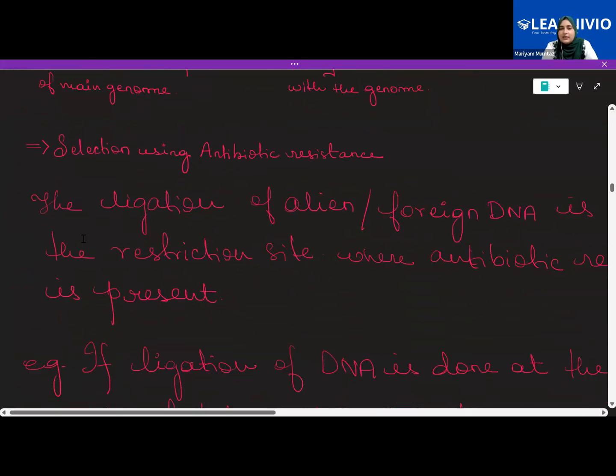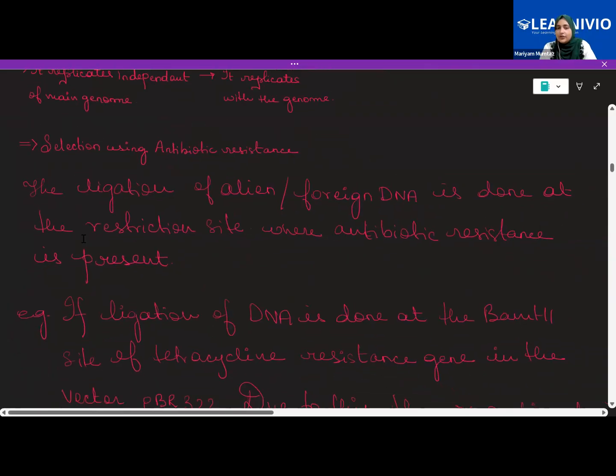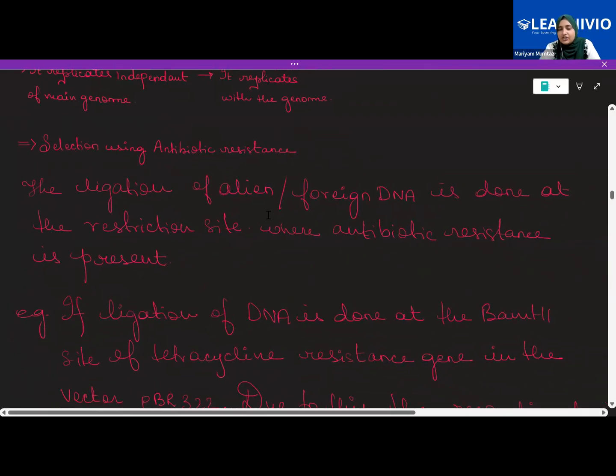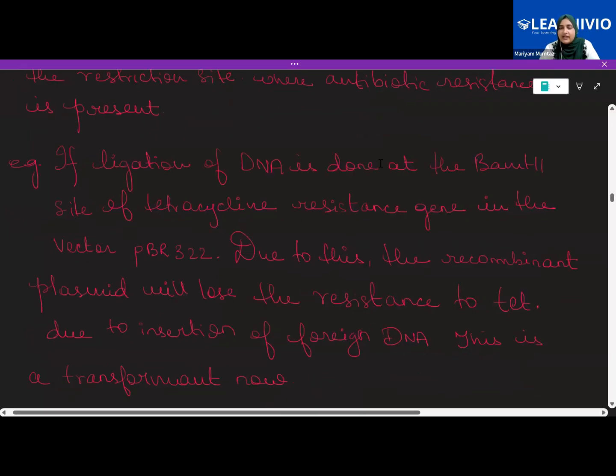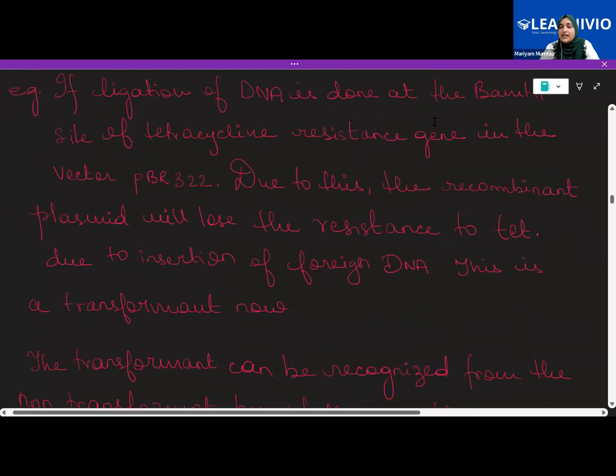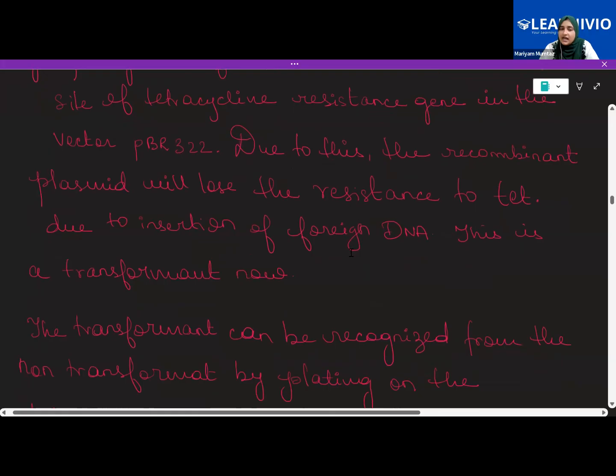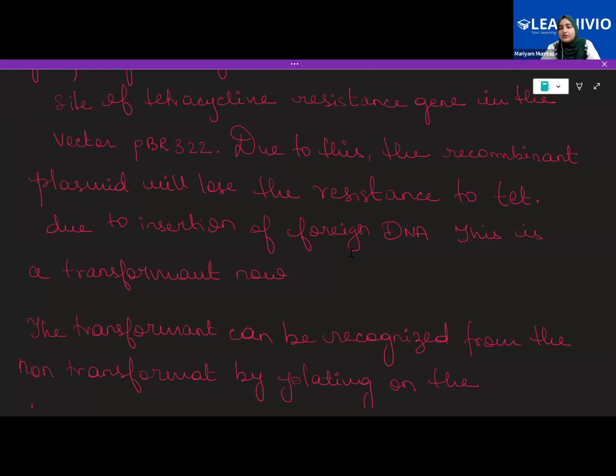Now, selection using antibiotic resistance. The ligation of the foreign DNA is done at the restriction site where the antibiotic resistance gene is present. Let's say you've done the ligation at the BamHI site. Now the plasmid is going to lose the resistance to tetracycline because the foreign gene has been inserted at that site. Now, this particular plasmid is a transformant. It has been transformed because it contains a foreign DNA.